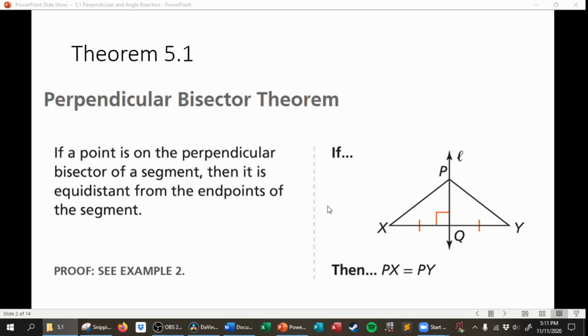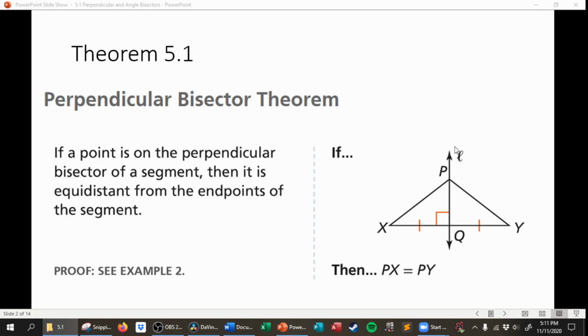Before we answer that, normally in class I would do some stuff to lead you down the path. Well, let's look at this first. You guys can pause this and copy it down. I'm just going to keep talking. So our perpendicular bisector theorem says if a point is on the perpendicular bisector of a segment, then it is equidistant from the endpoints of the segment.